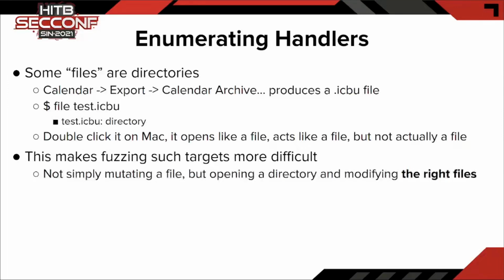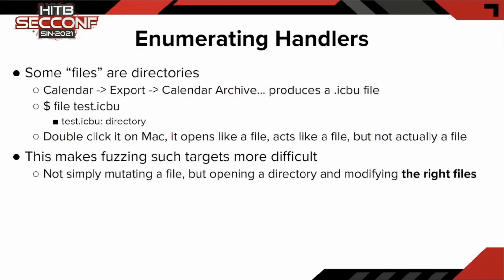And that makes fuzzing more difficult because if you go into it thinking, okay, everything I'm mutating is a file, file manipulation is pretty straightforward. But if you give it an input that is a directory that is being used as a file, that gets a little more complicated. You're not just mutating a file, you're opening a directory, and then you've got to figure out what the right files to modify are that are being parsed, because the directory structure contains a lot of different files, some of which may be important, some of which may not. So it's another thing to consider when looking at fuzzing on different targets.